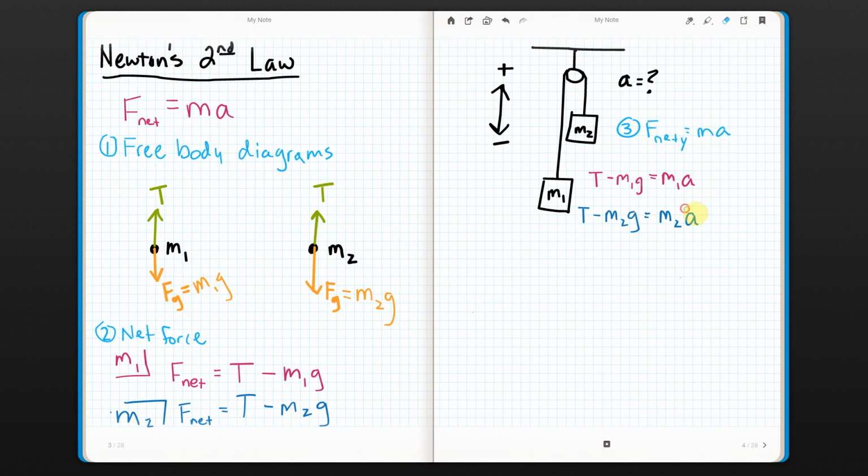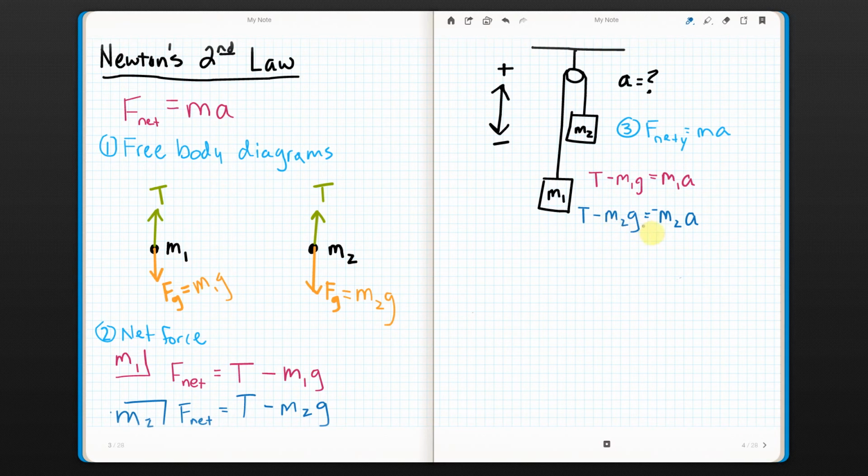I'm going to put it in the front so that it doesn't look like M2 minus A, because that would be really wrong. Okay, so now I have two equations and two unknowns. I don't know T and I don't know A, but I know everything else. So since I have two equations and two unknowns, I can solve for T and I can solve for A, but I don't actually care what T is. I just care what A is. So what I'm going to do is solve one of these for T. Let's do the second one.